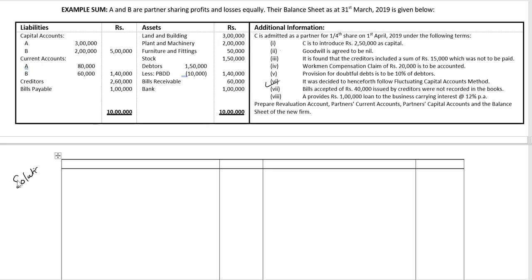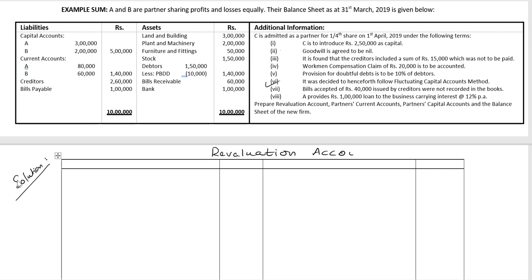Solution. Revaluation Account. Left side debit side, right side credit side. Particulars, Rupees. Particulars, Rupees. The first point is about the capital of C. The second point, goodwill. Third point says that the creditors included a sum of rupees 15,000 which was not to be paid. Decrease in liability of creditors.